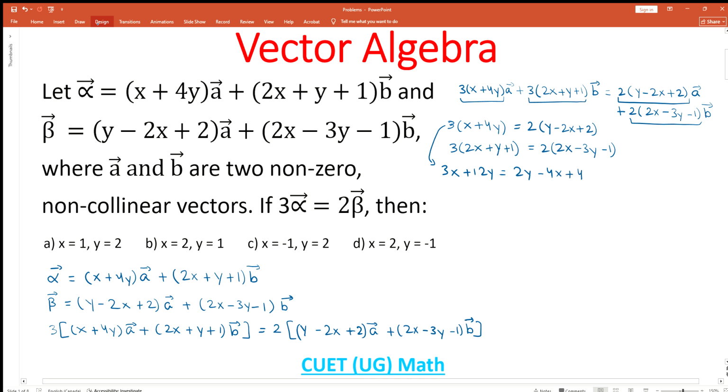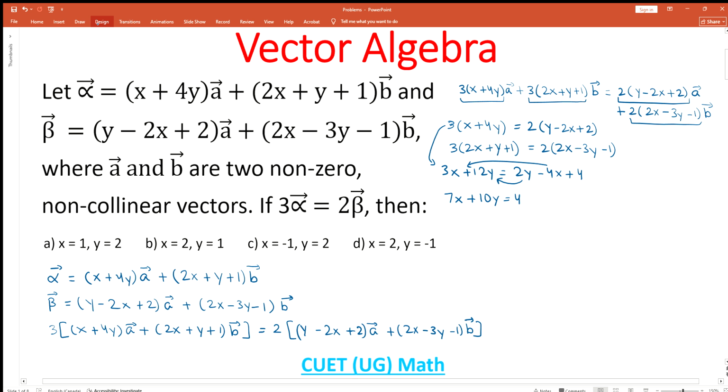Now we can combine the x and the y terms on the left side of the equation. We can move negative 4x to the left side and combine it with 3x, and we can move 2y to the left side of the equation and combine it with 12y. I get 7x plus 10y equals 4.